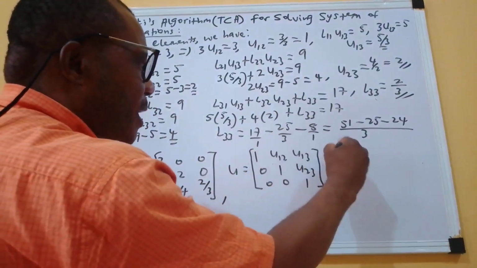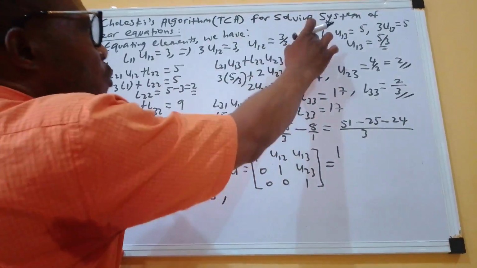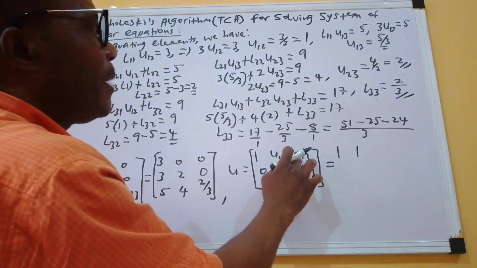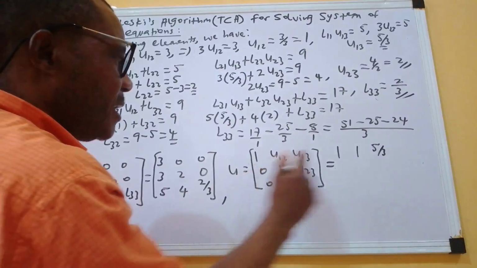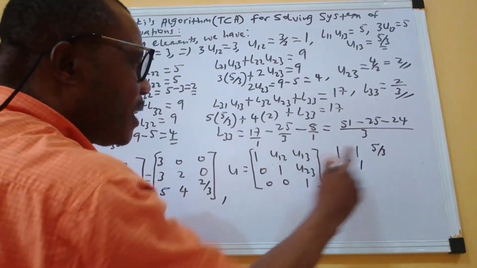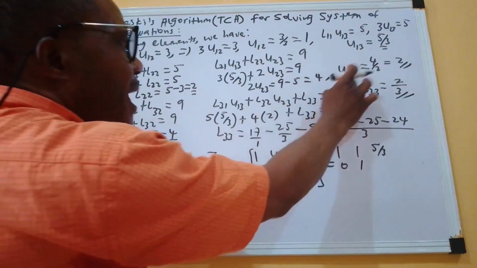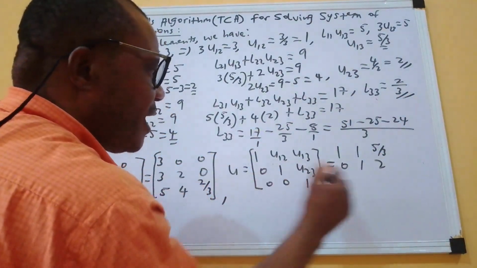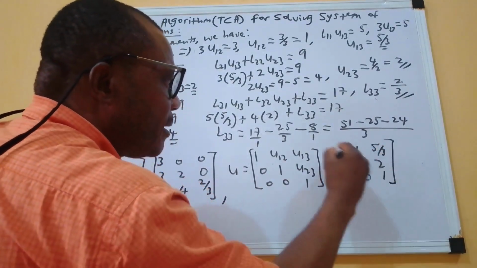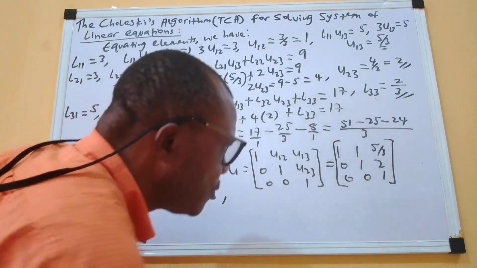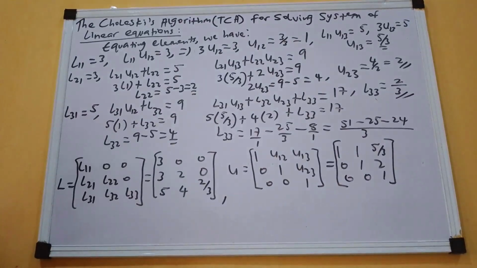Here you put your 1. What is our U12? Our U12 is 1. What is our U13? Our U13 is 5 over 3. Then the next one is 0. Then the next one is 1. What is our U23? Our U23 is 2. Then we have 0. We have 0. And the last one there is 1. You can see how simple this particular system is. Now we have been able to decompose A into L and U.